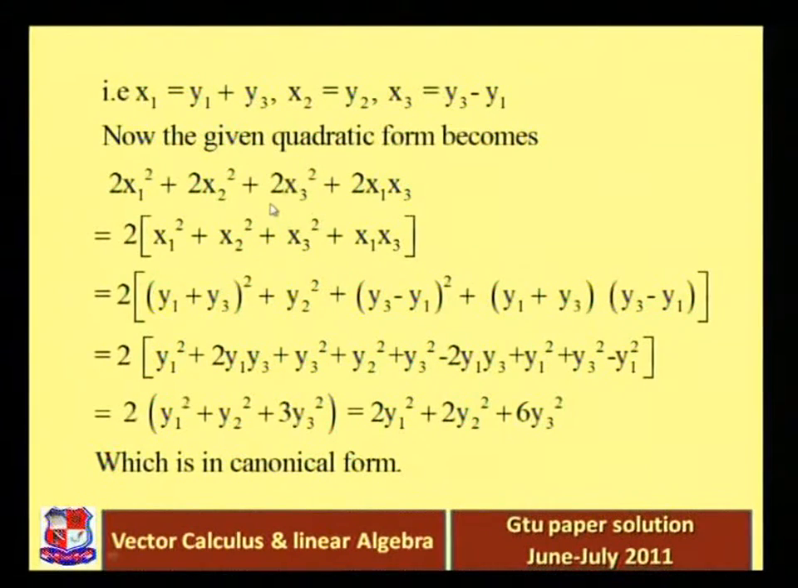Now the given quadratic form becomes 2x1 square plus 2x2 square plus 2x3 square plus 2x1x3, right? Put the values of x1, x2, x3 in these equations; 2 will be common, and just simplify. So finally you will get 2y1 square plus 2y2 square plus 6y3 square, which is in canonical form.